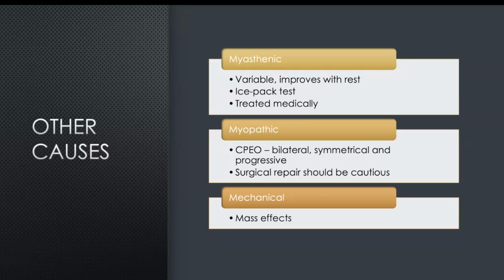The myopathic causes, like myotonic dystrophy and CPEO, are usually bilateral, symmetrical, and tend to be progressive.